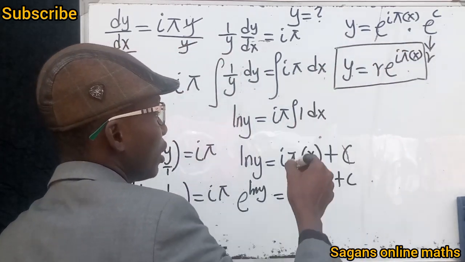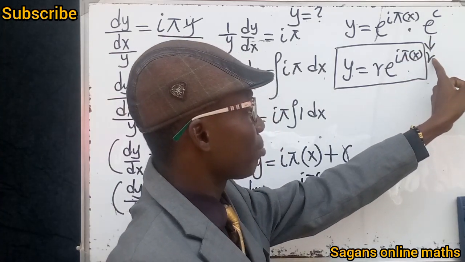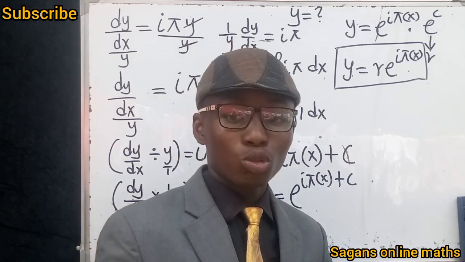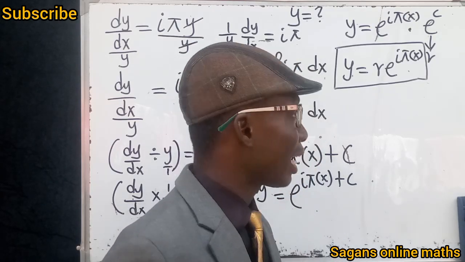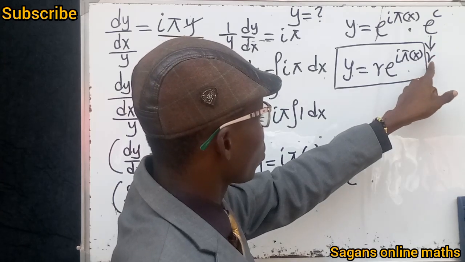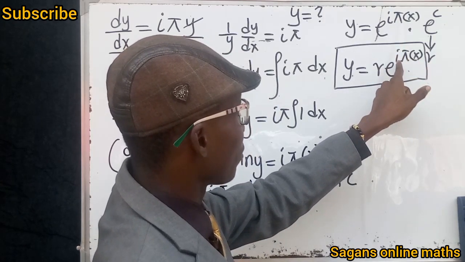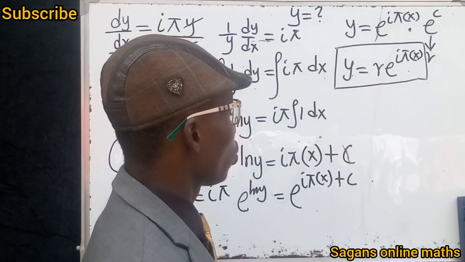Can you see how simple it is? Now this e raised to the power of c, I say let it represent A, and this A simply means an arbitrary constant. So if this is A, then A multiplied by e raised to the power of the imaginary unit multiplied by pi x, and this is the solution to this problem.